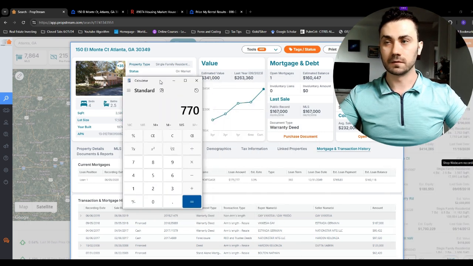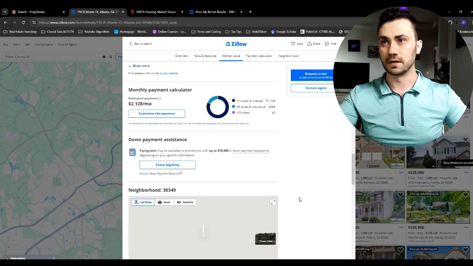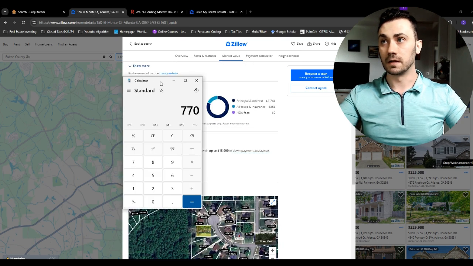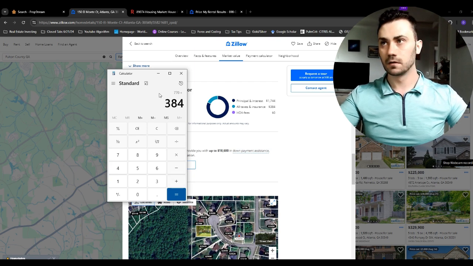And now that the principal and interest is accounted for, we need to get an approximate for the taxes and the insurance. And so the approximate taxes and insurance is going to be $384 a month for both taxes and insurance. So we'll add this. And again, this is just going to be an approximate.